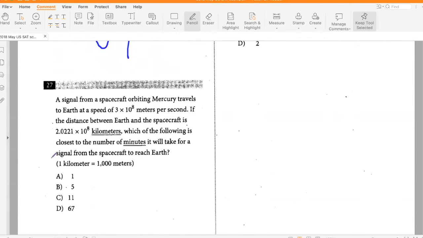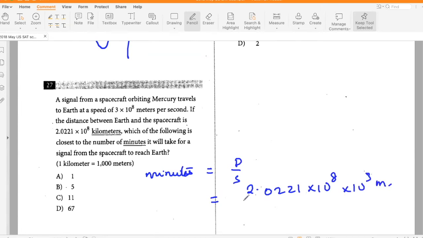A signal from a spacecraft orbiting Mercury travels to Earth at a speed of 3 into 10 to the power 8 meters per second. If the distance between Earth and the spacecraft is this much, which of the following is closest to the number of minutes? So minutes will be distance by speed. So distance is 2.0221 into 10 to the power 8 into 10 to the power 3 meters.